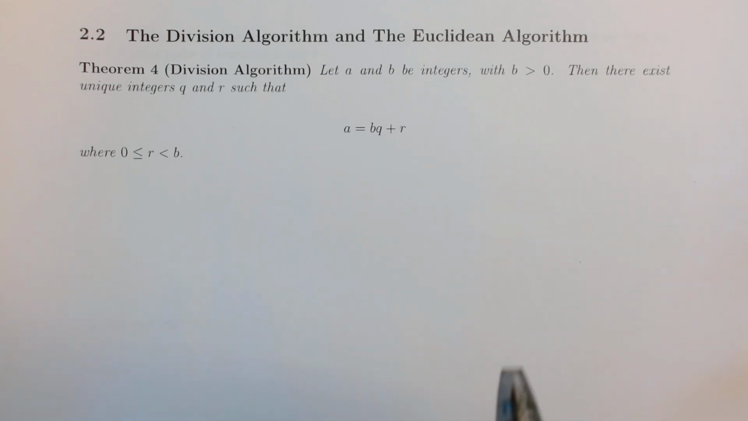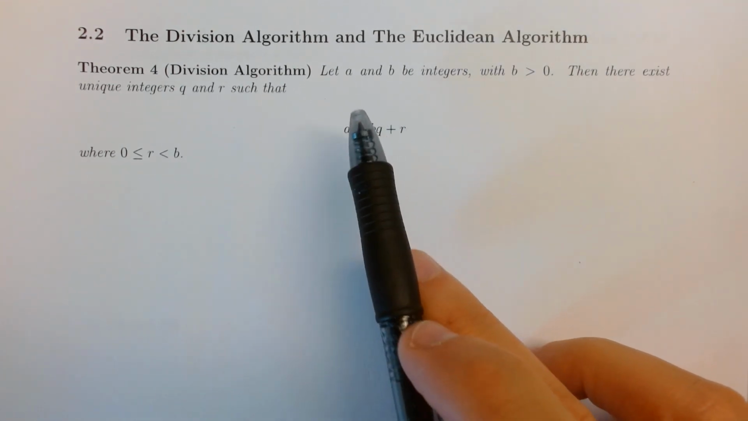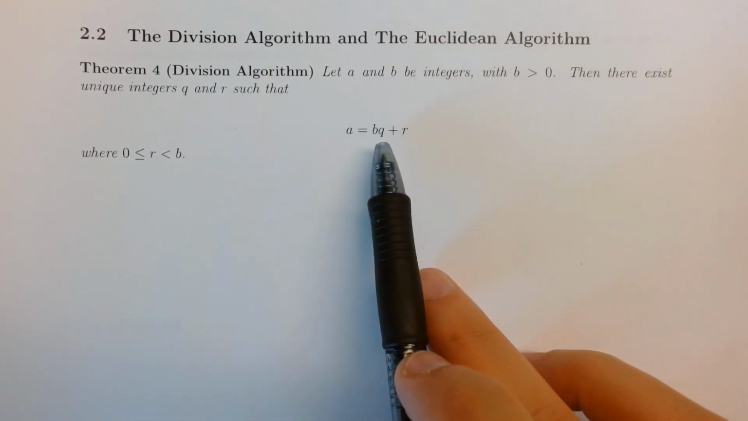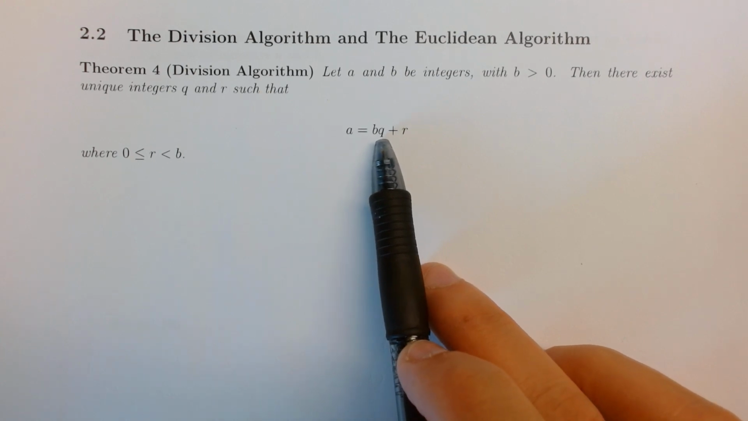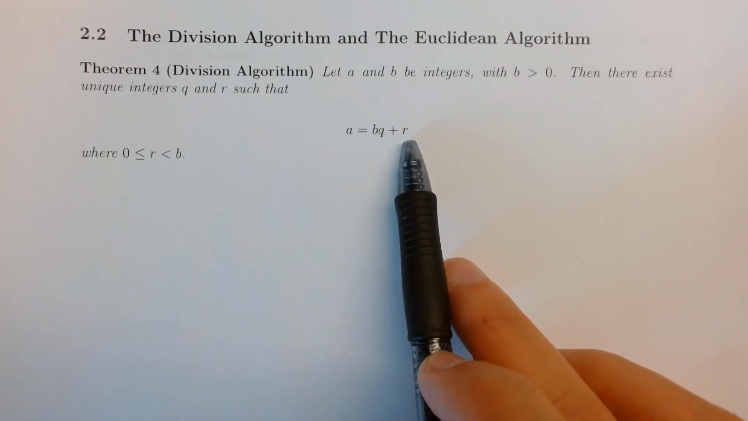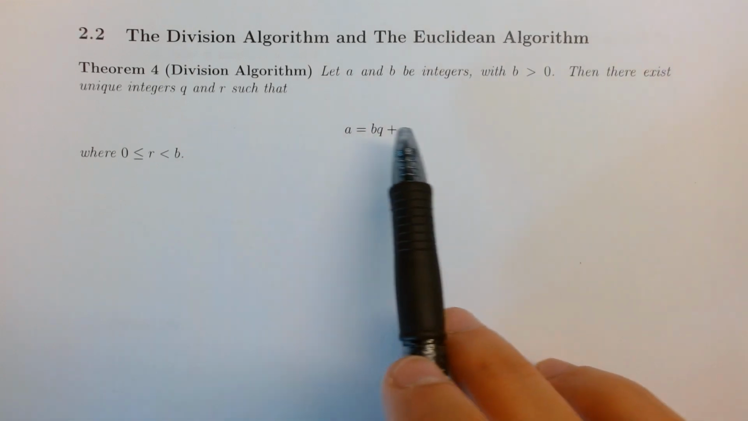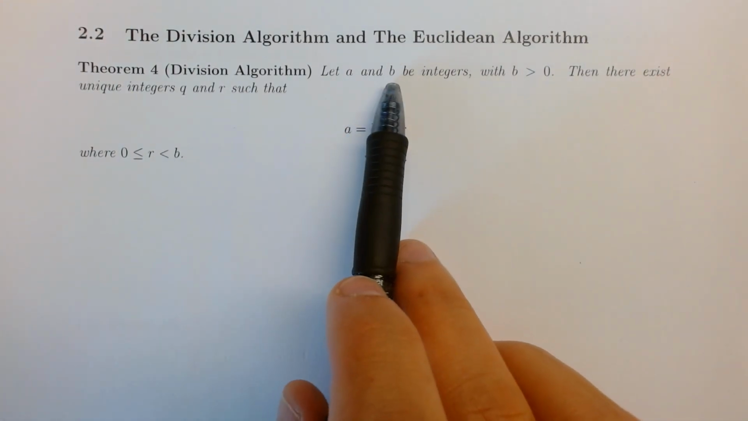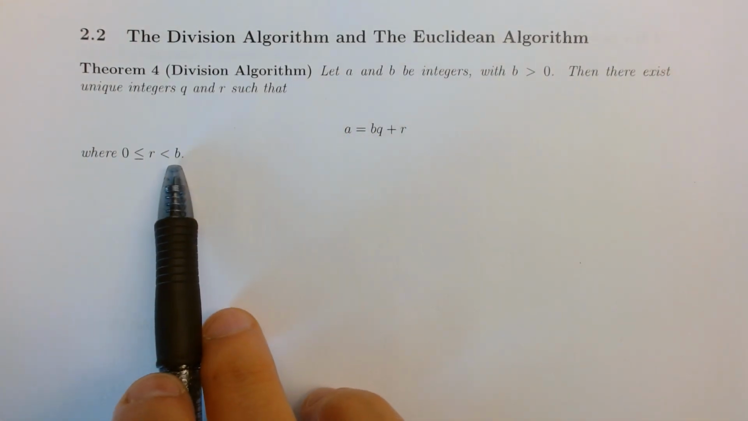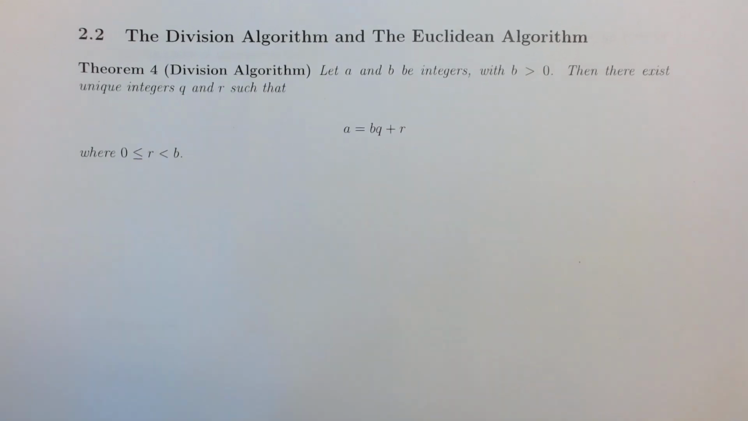But specifically that we can find two numbers. So if we divide a by b, then we get some quotient q and a remainder r. But specifically, we get a remainder that's smaller than the thing we're dividing by, so r is smaller than b, and also a non-negative remainder. And these numbers q and r are unique.